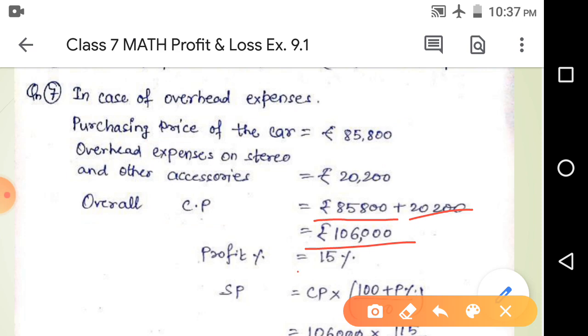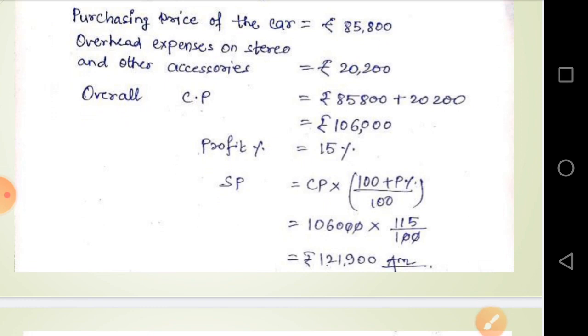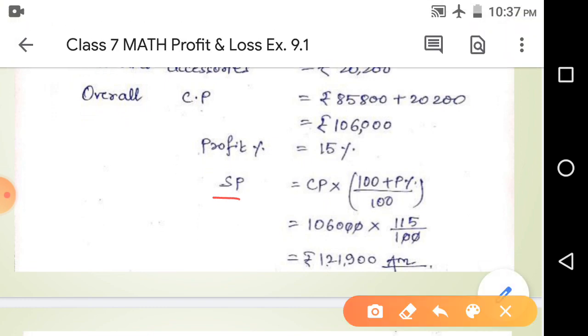And the profit percent is given as 15%, and we have the overall CP, the cost price. So we can find out the selling price by using the direct formula. The selling price equals CP into (100 plus profit) divided by 100. So you can use the direct formula. What we have is 121,900 rupees. That much is the SP, the selling price of the car. Okay, now jump to the next question.